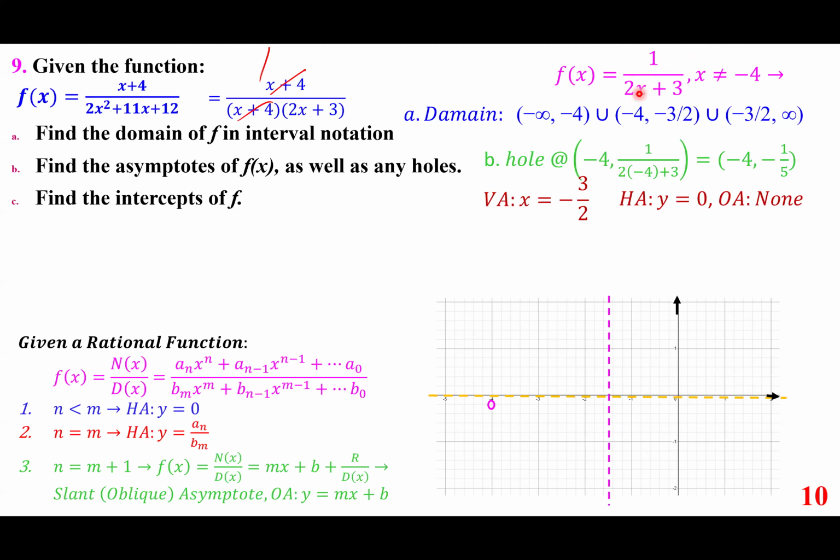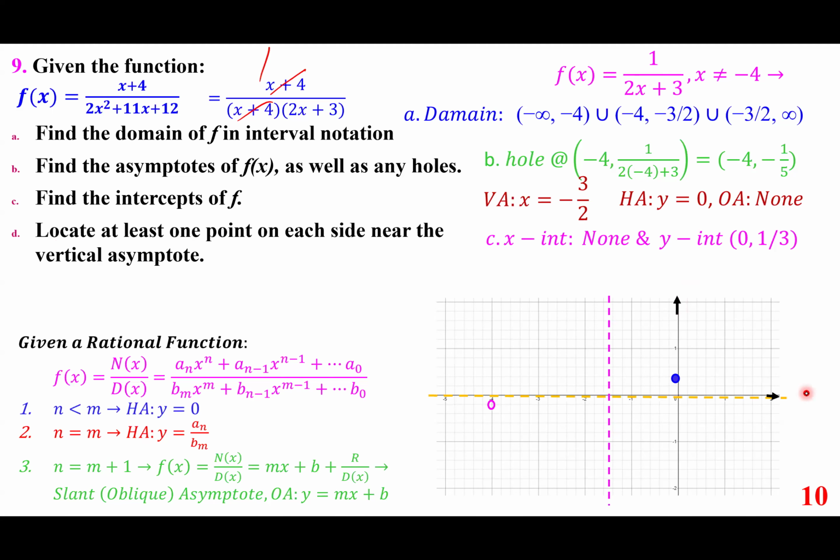Y-intercept, you set x equal to 0. If this is 0, you get 1/3. So 0, 1/3. So x-intercept, we don't have any, again, because the numerator is a number. Y-intercept, replace the x with 0, you get 1/3. And you locate that somewhere there. This is the y-axis, this is the x-axis.